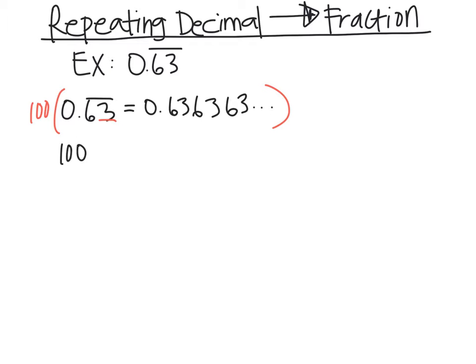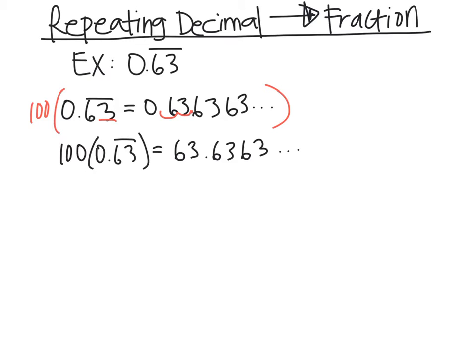Now on the left side, we are technically multiplying it by 100, but I'm just going to keep it in that form. But on the right side, notice that if I multiply 0.636363 by 100, I'm basically moving it 2 spaces to the right. So I now get 63.6363 repeating.